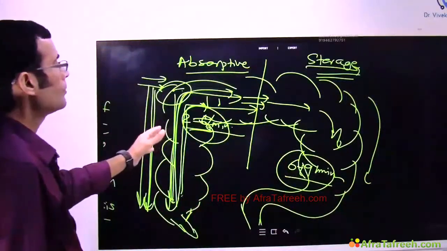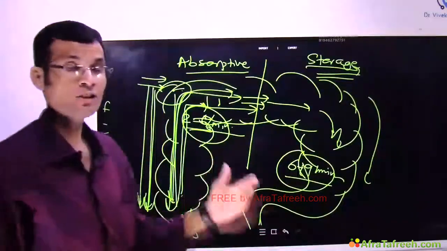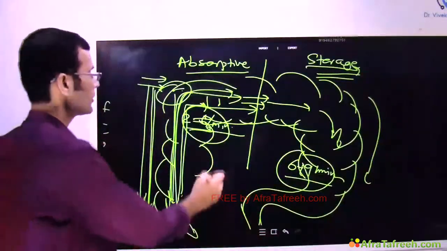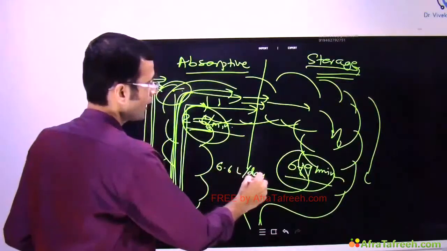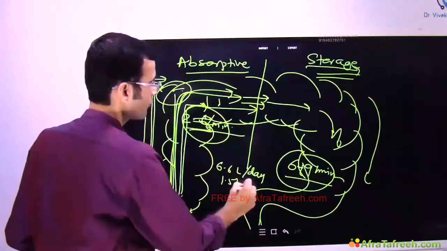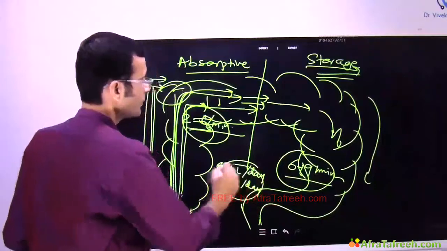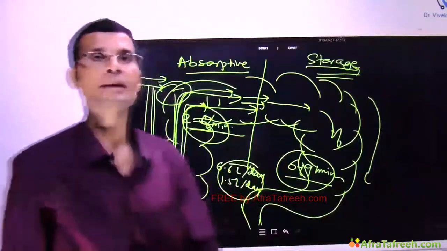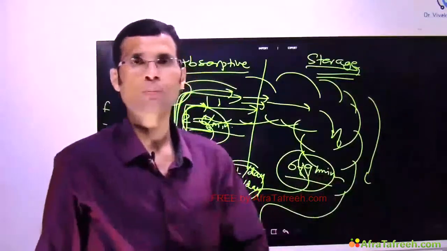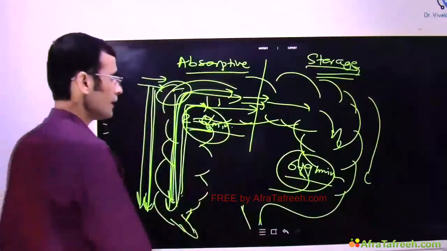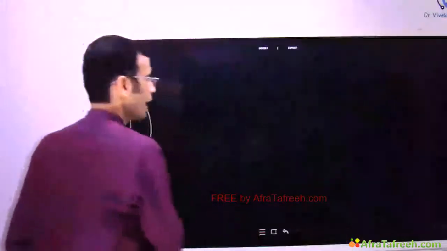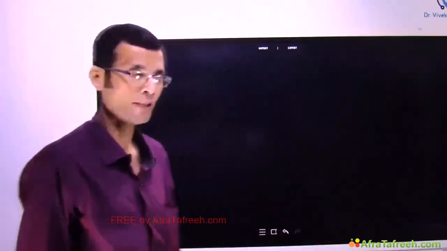The answer is jejunum. Jejunum absorbs some 6.6 liters per day, and colon absorbs 1.5 liters per day. Remember this, we will talk about it later once again in the digestion and absorption of the nutrients. Right, so that's the BER, the basal electrical rhythm in the digestive tract with its various frequencies and peristalsis and antiperistalsis as well.